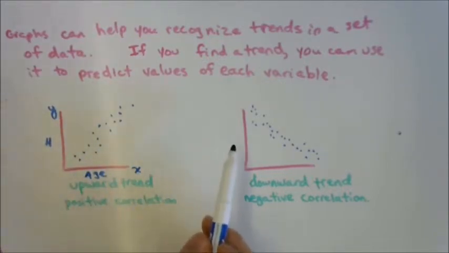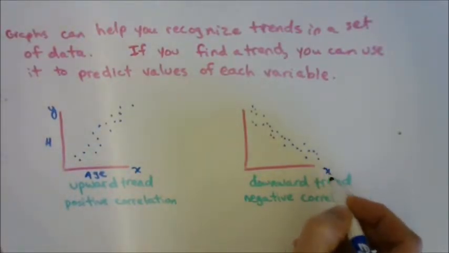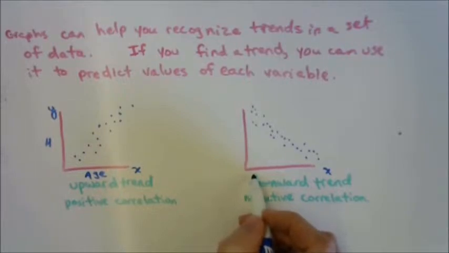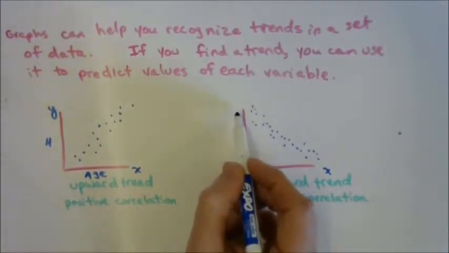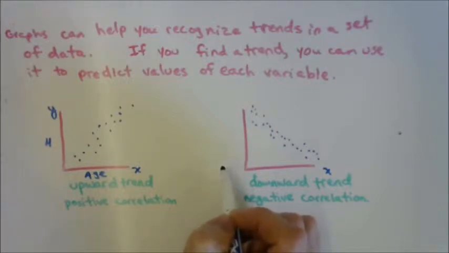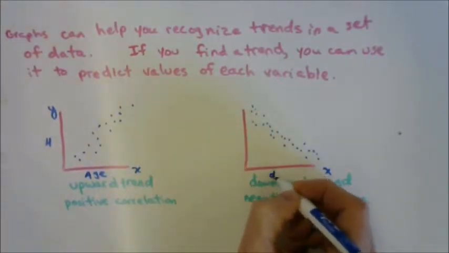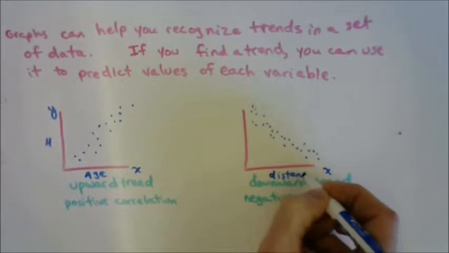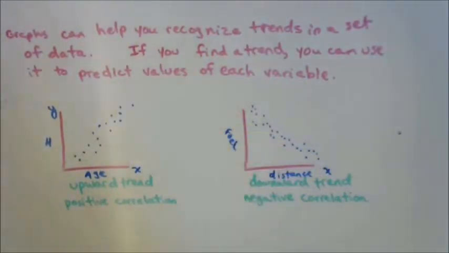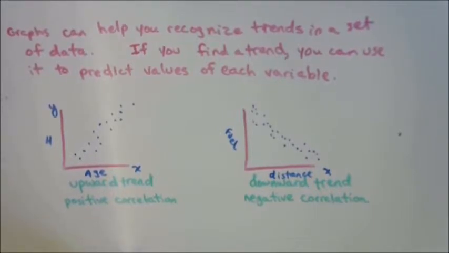Can you think of any example of negative correlation? Where as the independent variable increases, the dependent variable decreases. The farther you drive, the less gas. The older the car is, the less. Good. So you can have distance and fuel. You don't have to write those. It's just one example that works for negative correlation. Okay? You can come up with lots more.